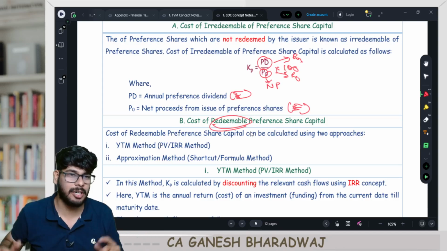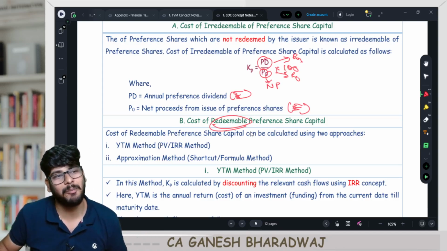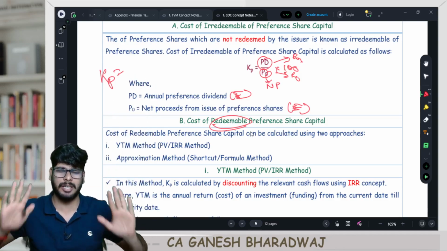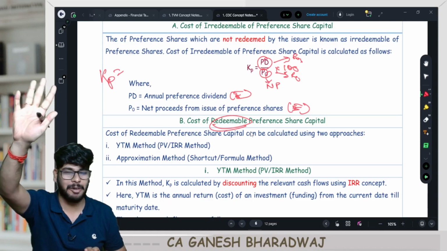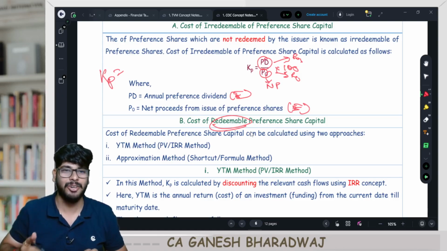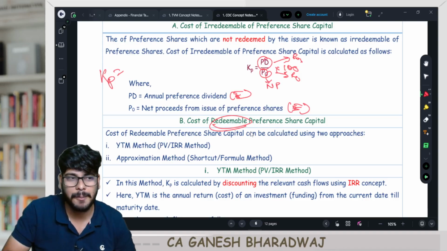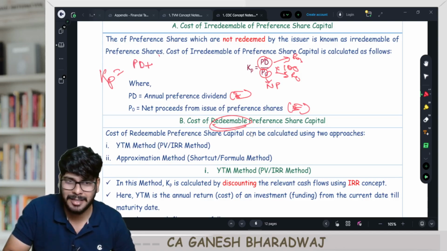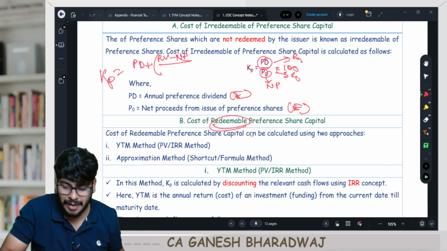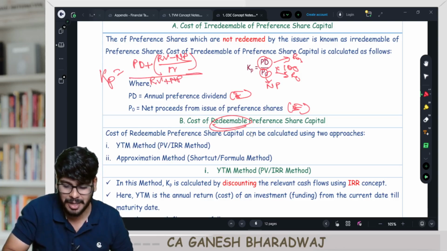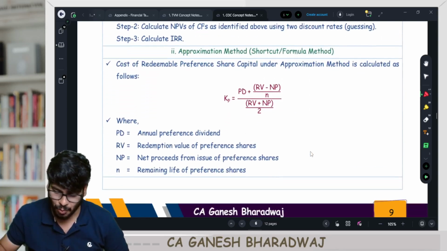The formula, approximation, shortcut method. Now, you guys tell me what will be the formula for your preference dividend, the KP formula. Exactly on the same line. Whatever we saw for KD is exactly the same for KP also, with the only difference that instead of interest, you will have preference dividend. So the formula here is: preference dividend plus RV minus NP, this is the cost for the entire life, divided by life N, the whole divided by RV plus NP by 2. As simple as that.